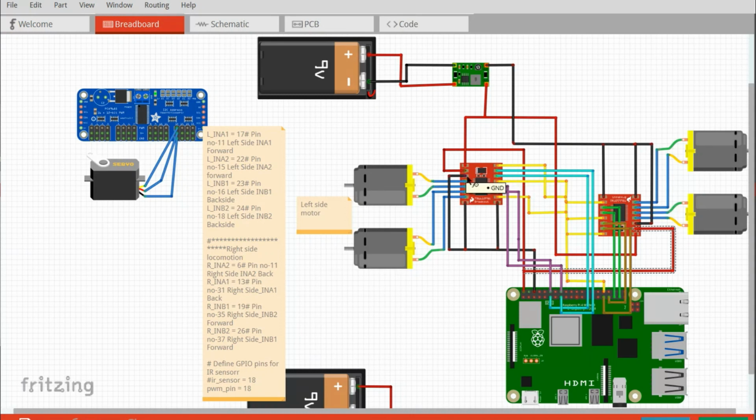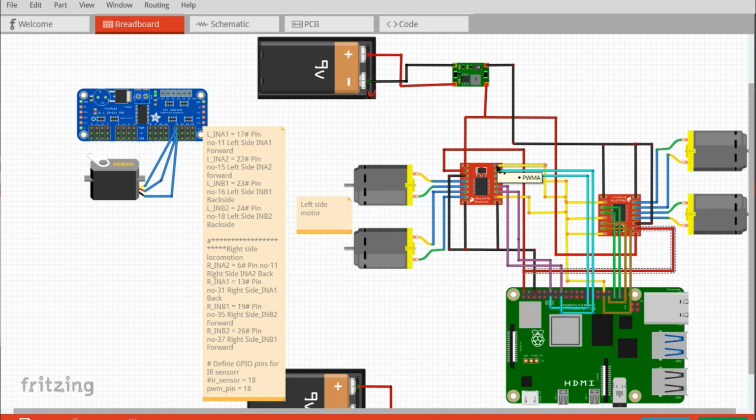Now the ground pin here, as you can see, is connected with the common ground. This is also connected in parallel with this 3-pin of the TB6612, and the 3-pin is connected with the Raspberry Pi 4 ground pin. Then these are the board outputs. So the output signal is running these 2 motors.